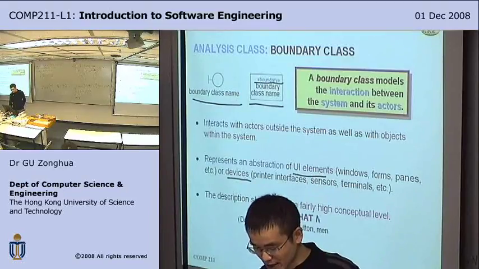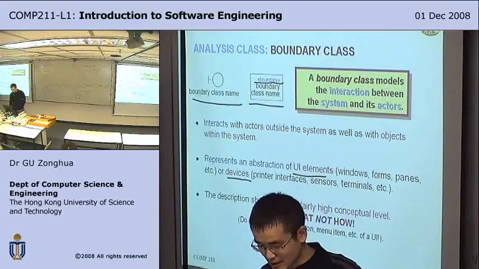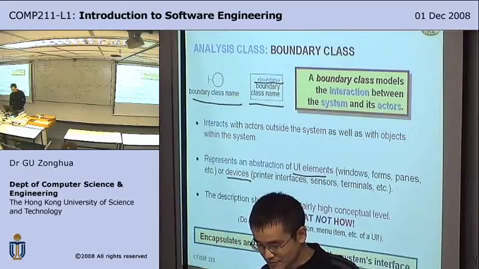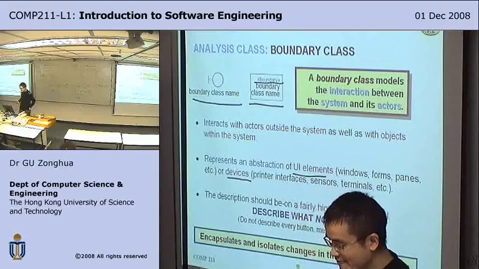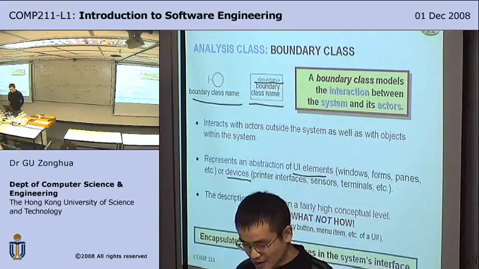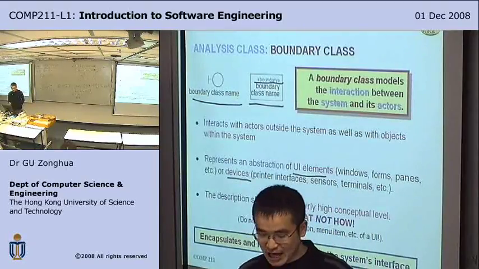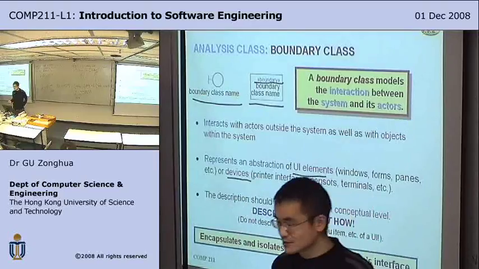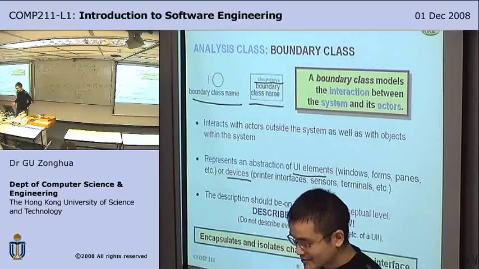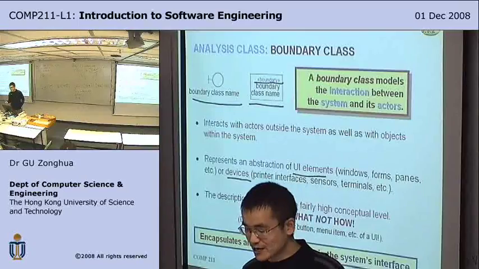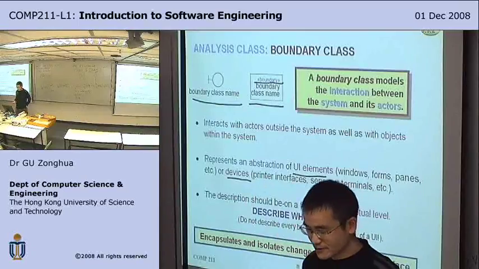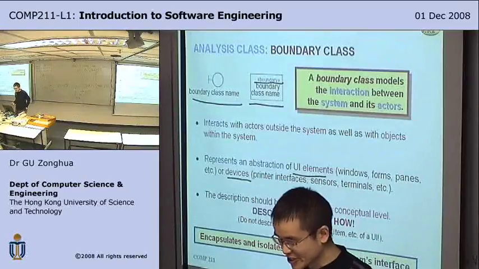The description is at a high conceptual level. Describe what, not how. It encapsulates and isolates changes in the system's interface. That is, you can have, say, professor UI as a boundary class. Then you can design any UI you want, any dialog design, and you can change it later. But the professor UI is an abstract class that will be there. That's not changed during your design.